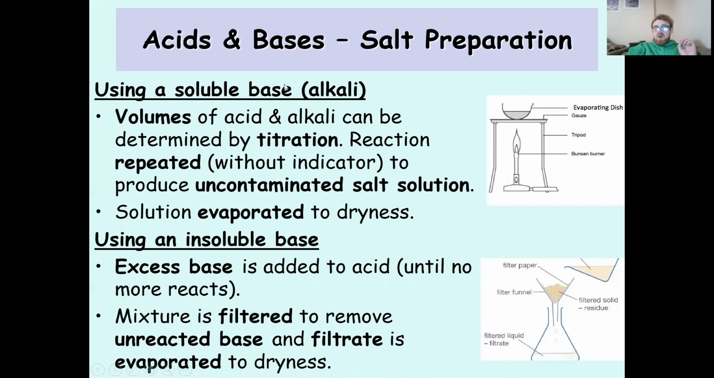How to make a salt. Remember that when you're making a salt using a soluble base, you can find out how much of one is needed to fully neutralize the other using a titration, and then repeat the reaction without the indicator and evaporate to dryness. Using an insoluble base, you add the base to the acid until no more dissolves, and then filter out the excess base, evaporate to dryness, and you'll be left with the salt.